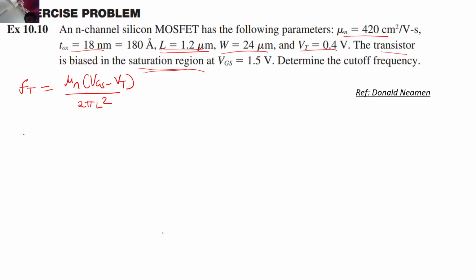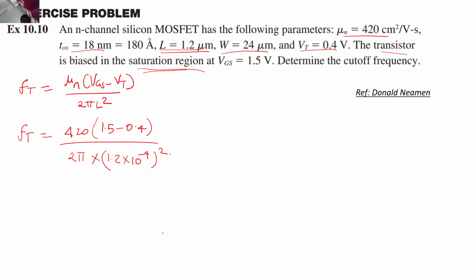Now let's substitute everything in this equation. What is the value of mu n? It's 420, right? What is the value of VGS minus VT? 1.5 minus 0.4, right? Divided by 2 pi into what is the value of L? 1.2 into 10 to the power minus 4, squared, right? So if you calculate this value, it will come out to be around 5.106 gigahertz, right? So now you may think that okay, that MOSFET is operating pretty well at 5, but this is the maximum frequency that I can work with, right?